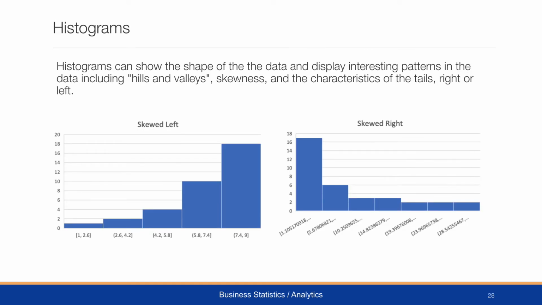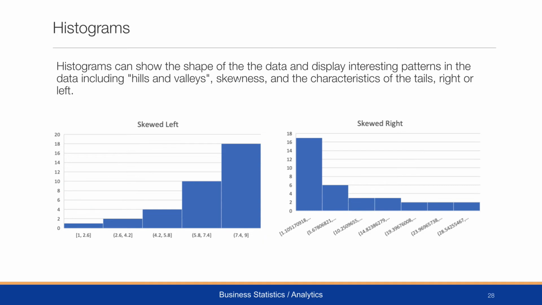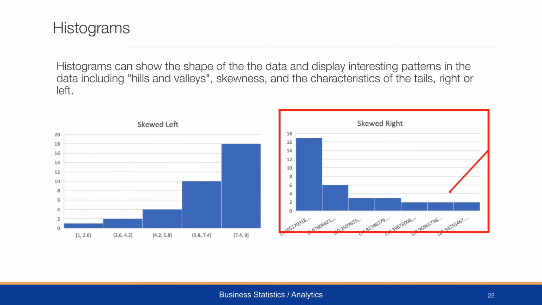Histograms can show the shape of the data and display interesting patterns, including hills, valleys, skewness, and the characteristics of tails to the right or to the left. Here on the left side, we have a skewed left because the tail is to the left. So when we talk about skewed left, skewed right, we're talking about where the tail is. So this one is skewed left, so we have the tail to the left. On the one on the right, we have skewed right because the tail is off to the right.